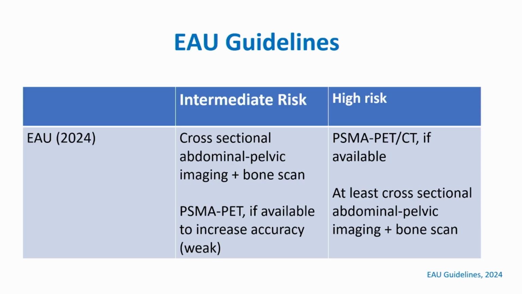So to transition to the EAU guidelines, also from 2024, for intermediate risk disease, they recommend cross-sectional abdominal pelvic imaging or a bone scan, but a PSMA PET if it's available to increase accuracy. For high-risk disease, once again, a PSMA PET CT if it's available, and then at the very least, cross-sectional abdominal pelvic imaging and bone scan.